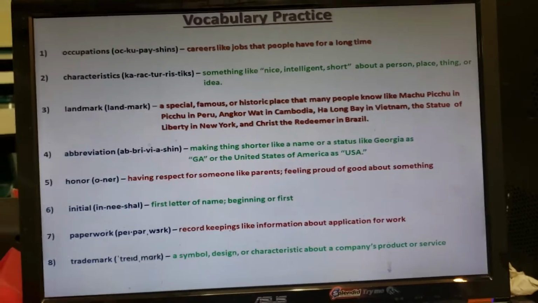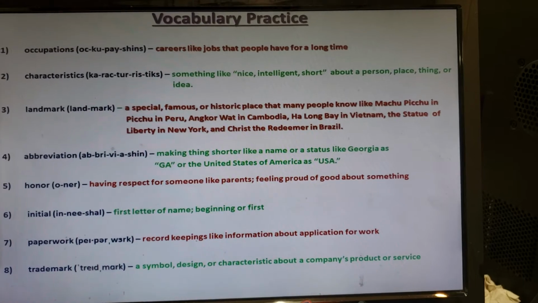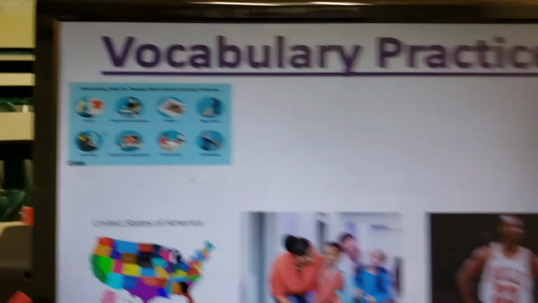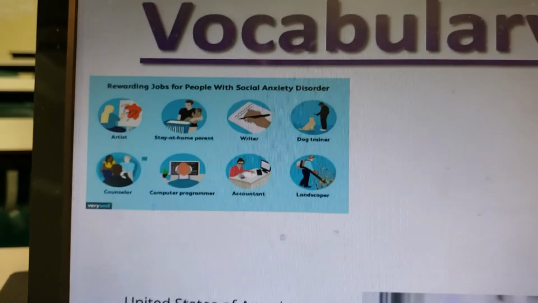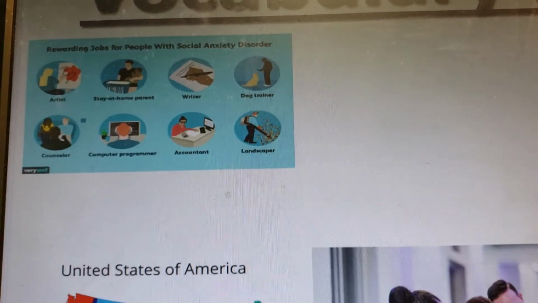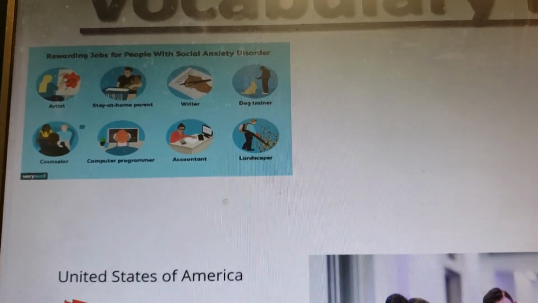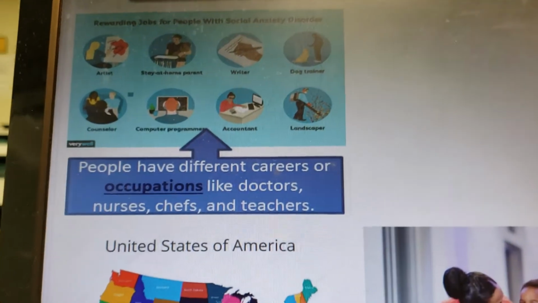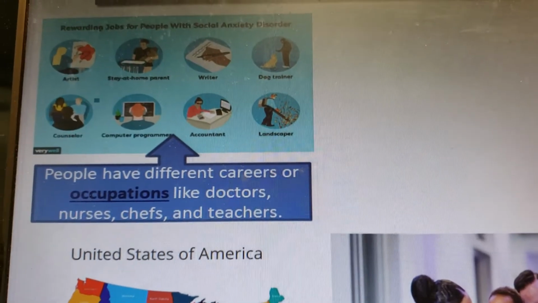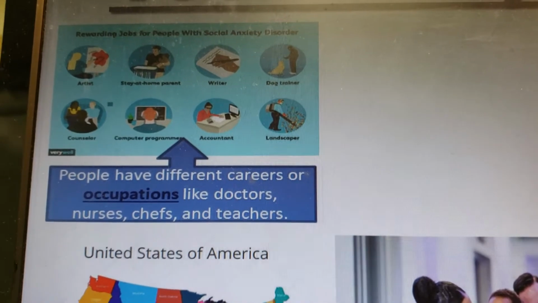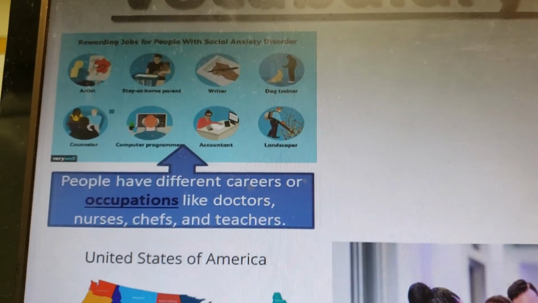Now, let's see if you can do this exercise next. What can you see here? What word did we just learn that tells you about the picture? If you can say occupations, then you are correct. See? People have different careers or occupations like doctors, nurses, chefs, and teachers.